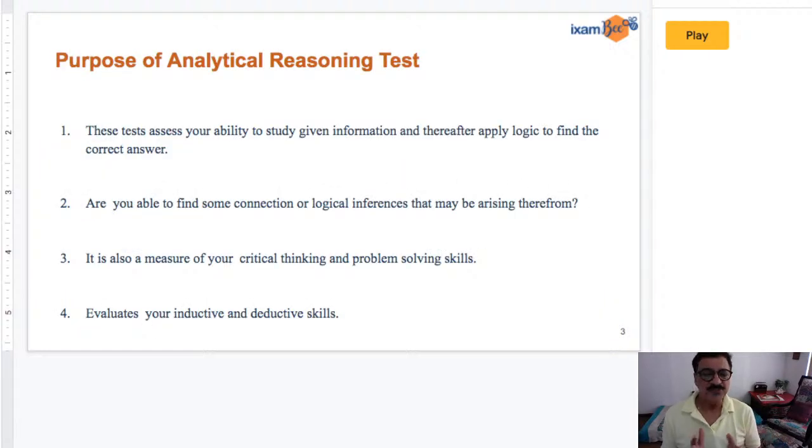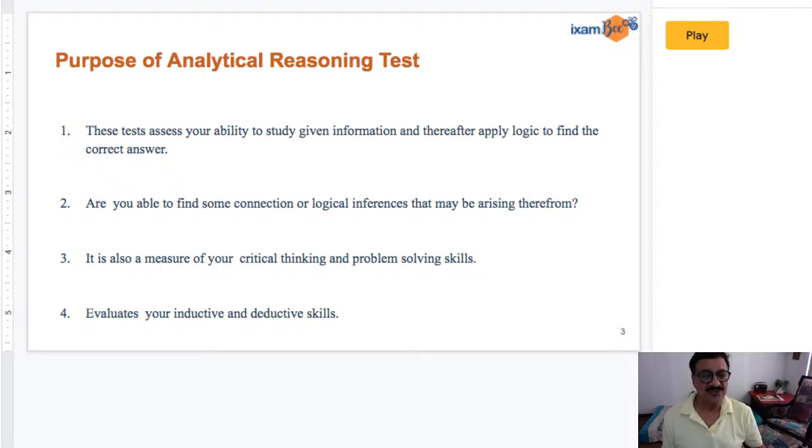Let me first say what is the purpose of analytical reasoning test. So in today's class what we will do is these tests, we'll do a couple of two examples or so. These tests assess your ability to study some information that has been given to you in the form of a small paragraph, and then you read the para and apply logic to it to find the correct answer. What is the correct answer?